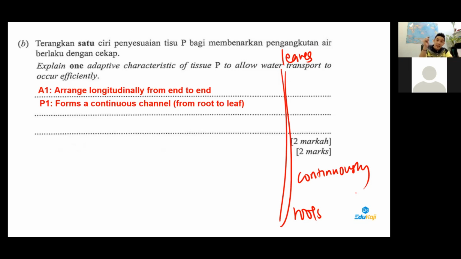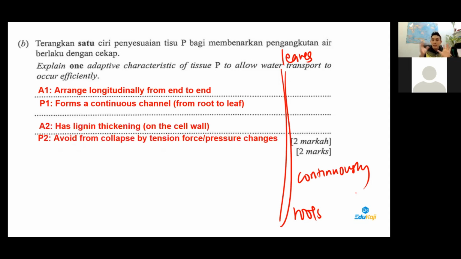Guys, earlier I colored and I wrote lignin. That is very important. No matter what, you will get marks when it comes to adaptation for xylem. Lignin: the schema gave this, avoid collapse, but personally I feel a better one is to ensure or to provide mechanical support to xylem, in order to transport water.